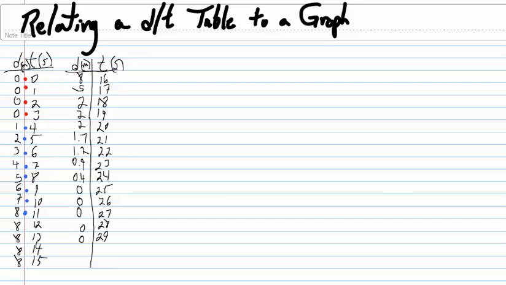Alright, so what happens after 11 seconds? Well, we're stuck at a distance of 8 for a while. So what does that mean? Well, just like at 0, if we're stuck at 8 for a while, that means the object is sitting still. So I'm going to go back to my red dots here just to remind me of that. Okay? Then things get a little different.